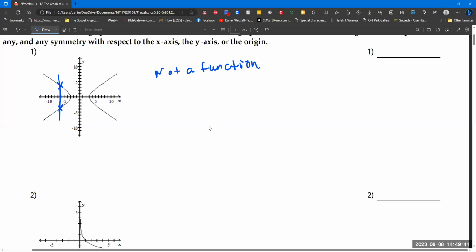1, 2, 3, 4, 5. X equals -6. There we go. Okay, so at x equals -6, we have a y value of, it looks like, +4, and a y value of, it looks like, -4. So not a function.